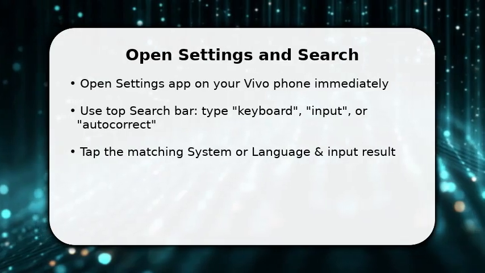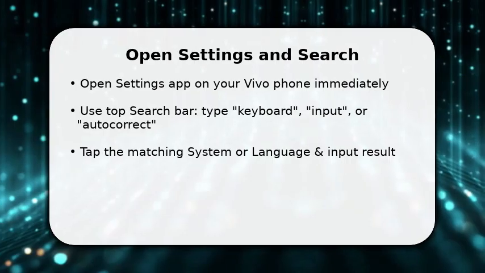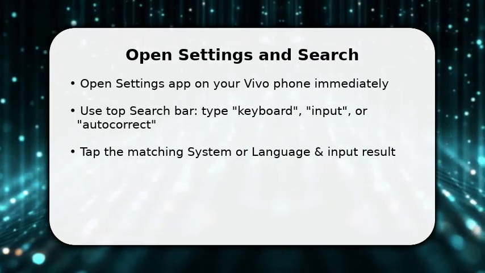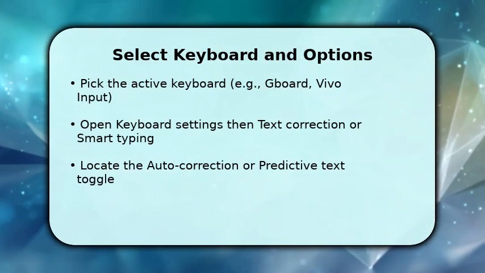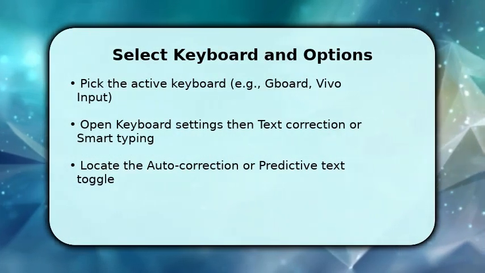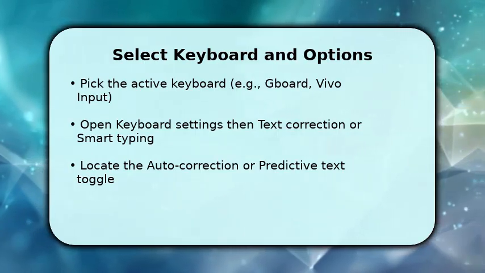Make sure you choose the system-level option, not an app-specific setting. From here, you'll see the virtual keyboard list. That's where the autocorrect controls live, and you're ready for the next steps. Now tap the active keyboard name, for example Gboard or Vivo input, because each keyboard has its own autocorrect control.